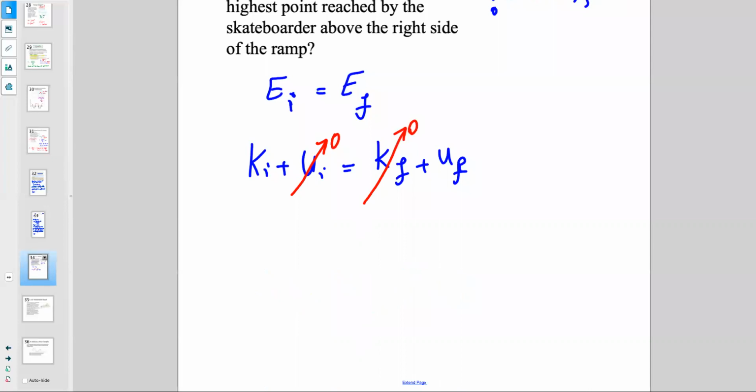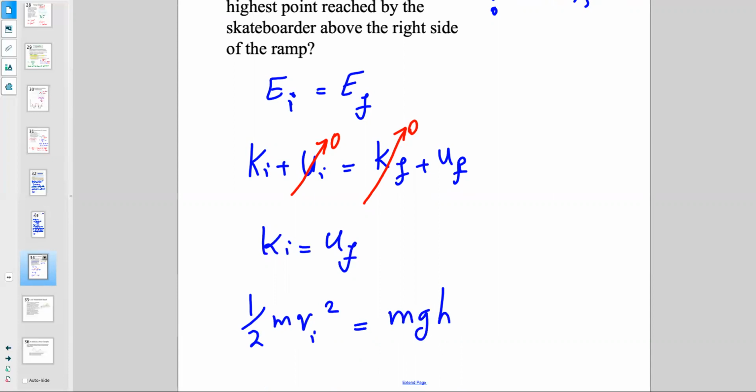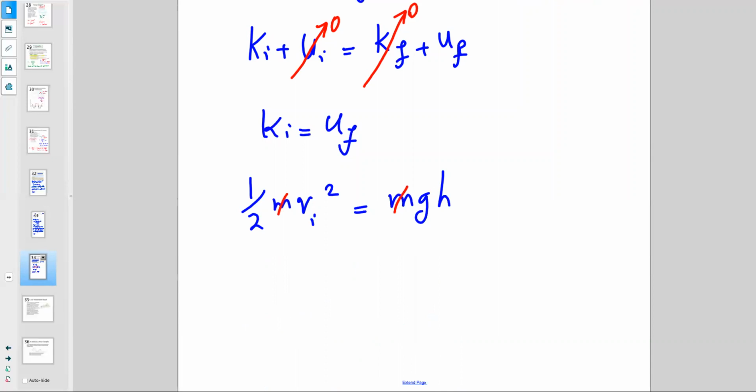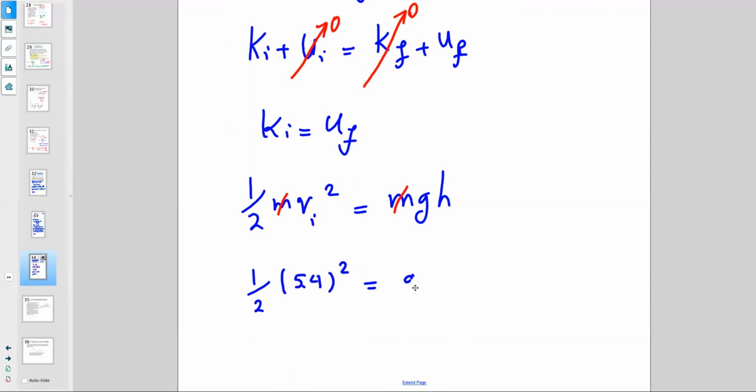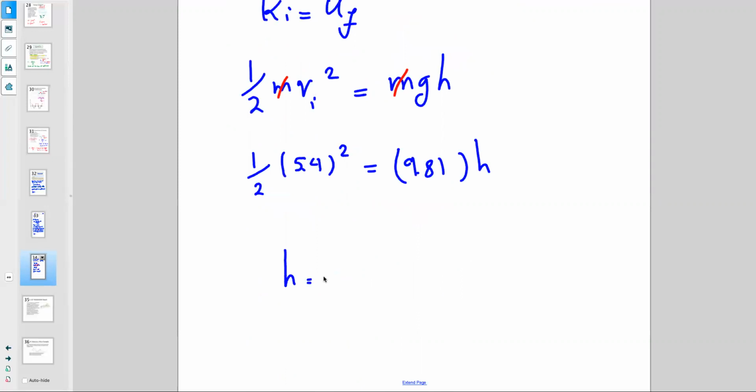So now what I have is this: K initial, initial kinetic energy, should be equal to U final. So I have half m V initial squared equals mgh. So m and m will cancel out. Okay, you have half, V initial is given to us, 5.4 meters per second, 5.4 squared. g is 9.81 multiplied by h. Now h is 5.4 squared over 2 times 9.81. Whatever it is, put in your calculator, that will be height h.